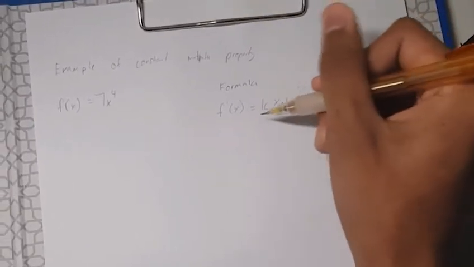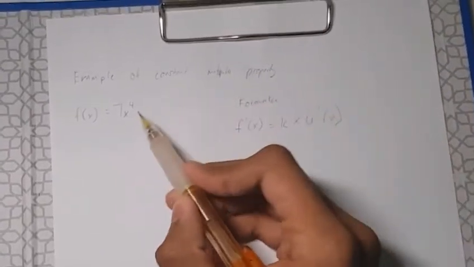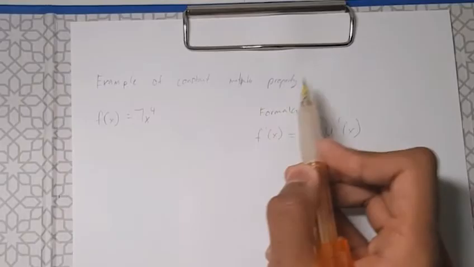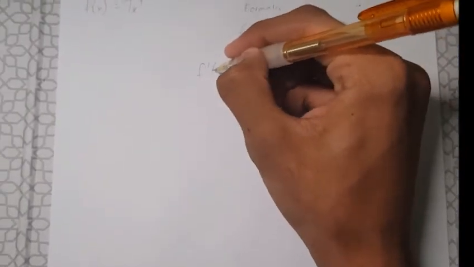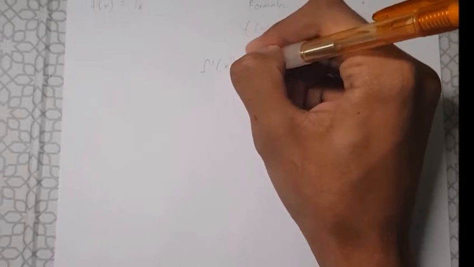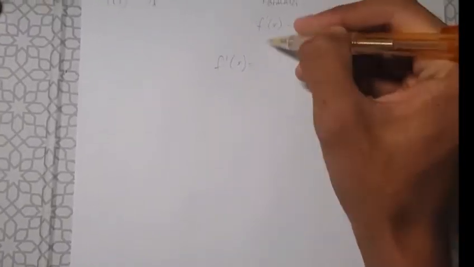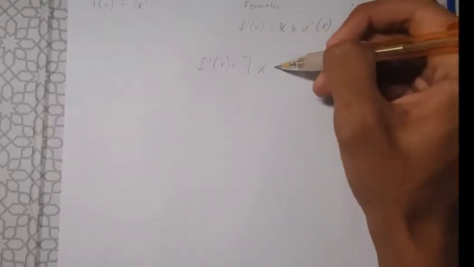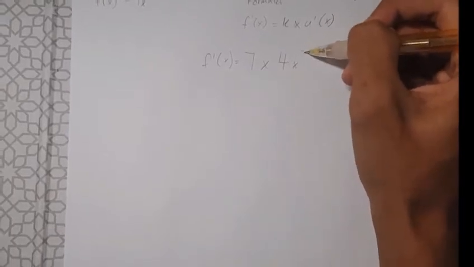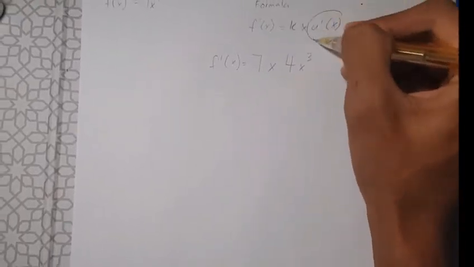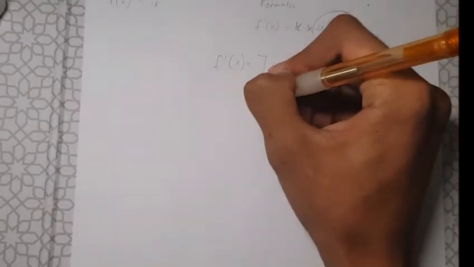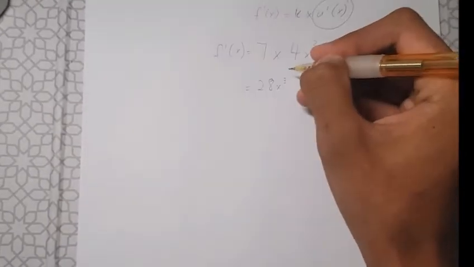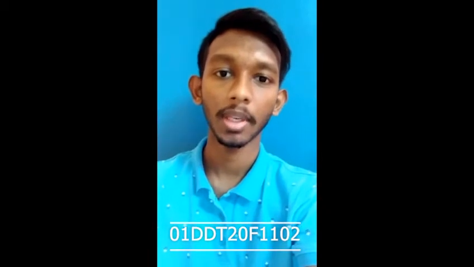So now we need to use the formula to differentiate using the constant multiple property. Firstly, we write f'(x) equals the constant, which is 7, times 4x cubed, which is already differentiated. So the answer is 28x cubed. That's all.